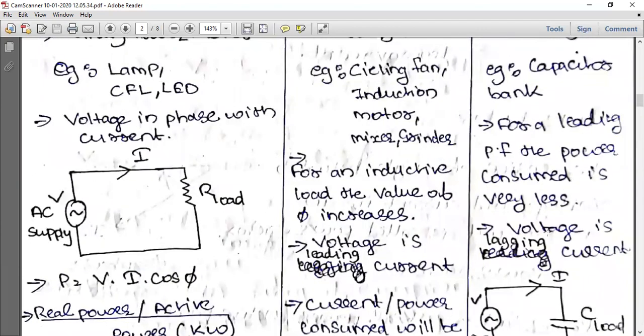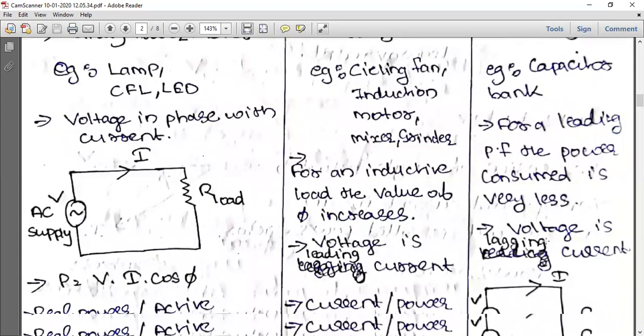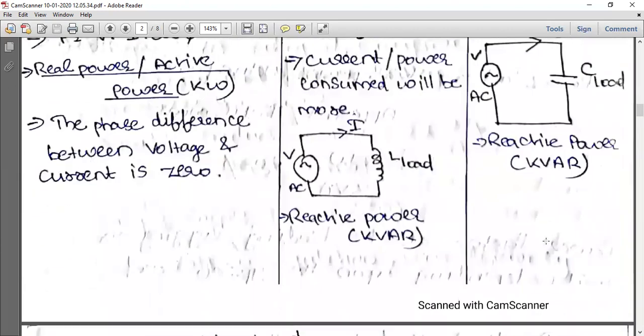So this you just need to compare, like what are the examples in the three cases, and what is the waveform we get, and which is unity power factor, which one is lagging, which one is leading. So that's just a comparison. We are coming in detail in the next sessions.